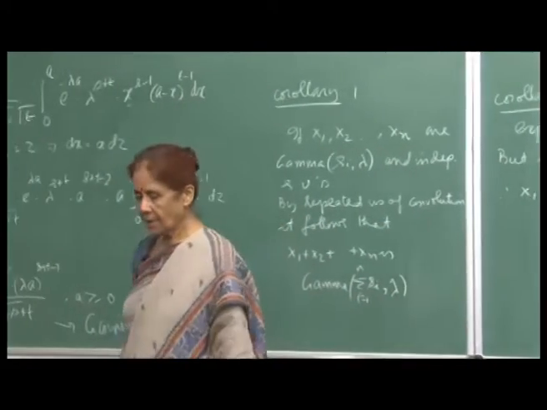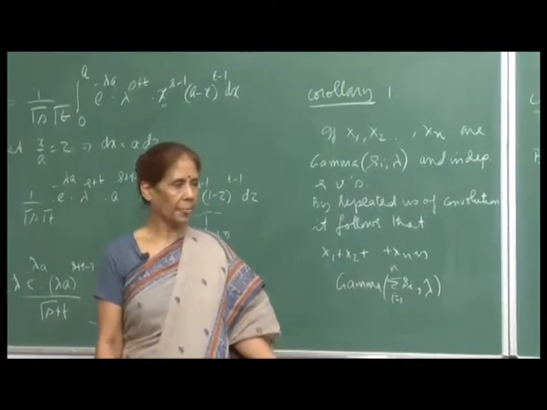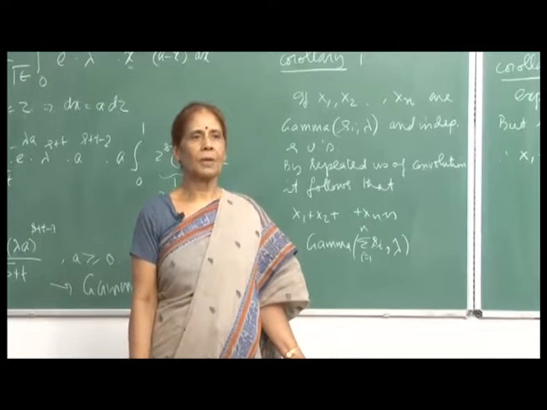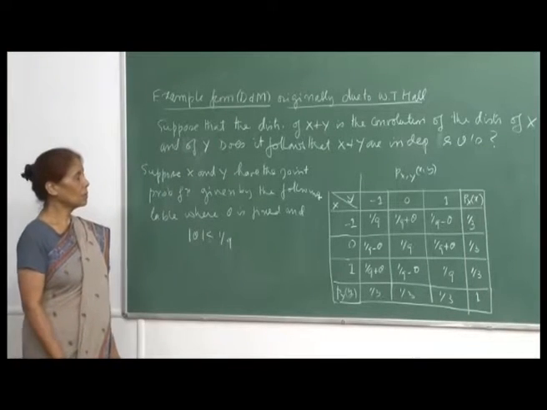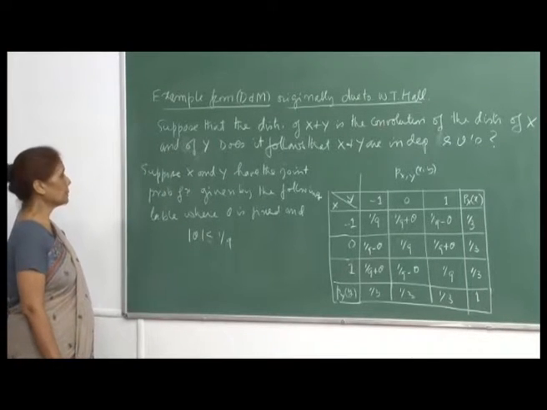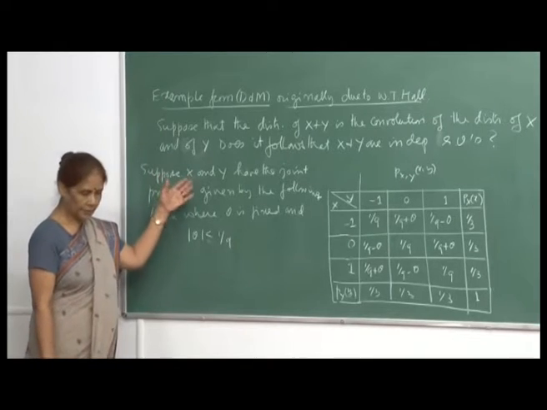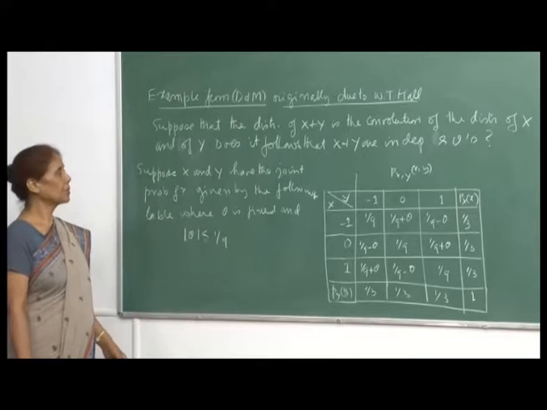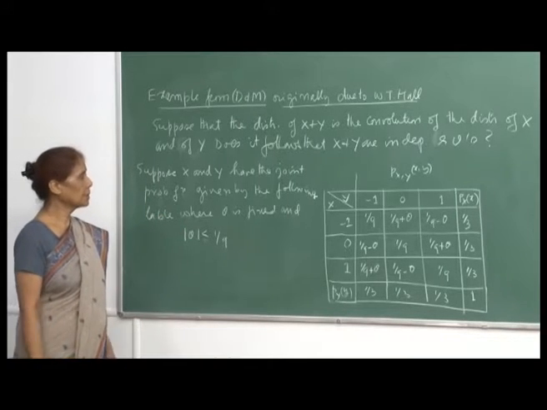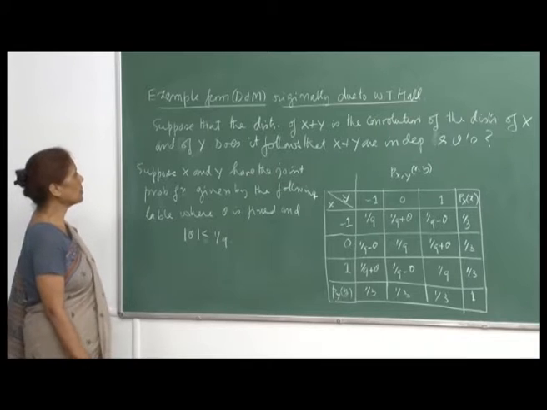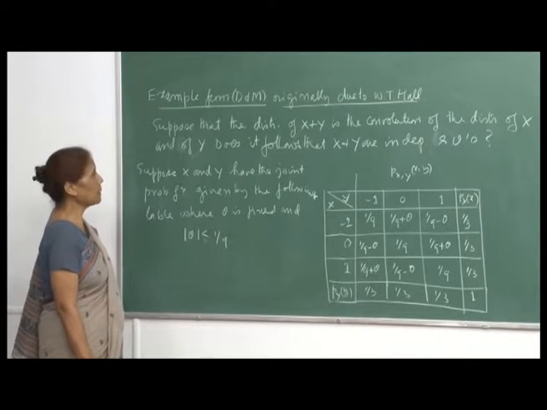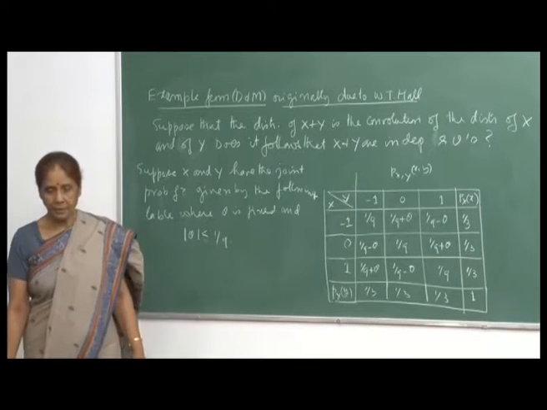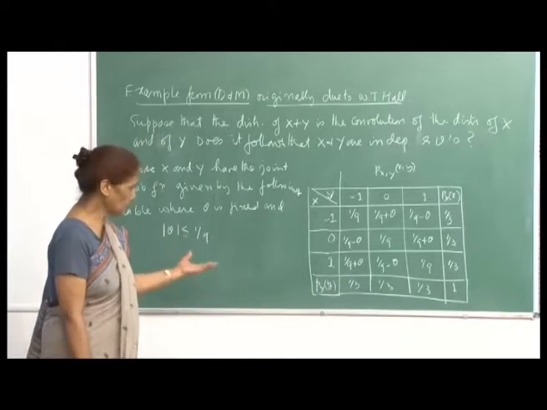it is not necessary. You may get the distribution of the sum by the convolution, but the variables may not be independent. This example I have taken from Dudewicz and Mishra, and as I told you, I have often taken examples from this book and from Sheldon Ross, and I will give you the references also at the end of the course. This example is originally due to W. T. Hall, and you will see how cleverly this has been constructed.